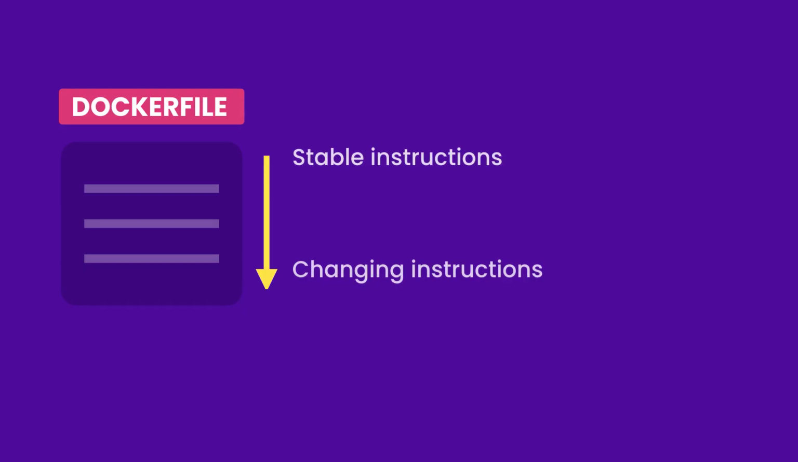So here's what you need to take away from this lesson. To optimize your builds, you should organize your Dockerfiles such that the instructions that don't change frequently should be on the top, and the instructions or files that change frequently should be down the bottom.